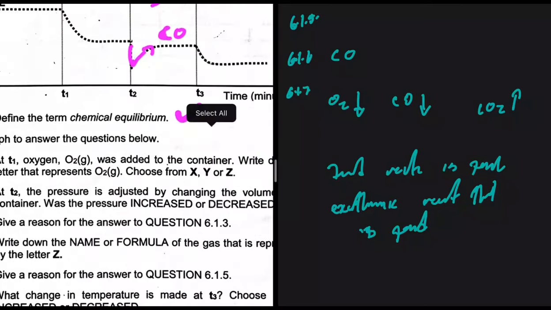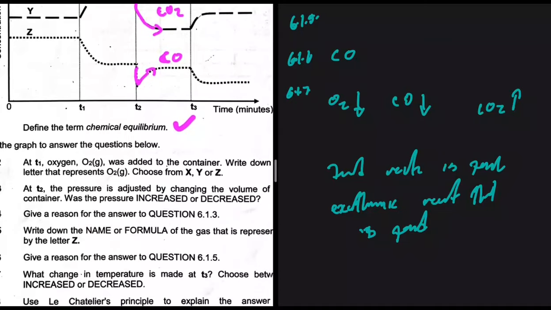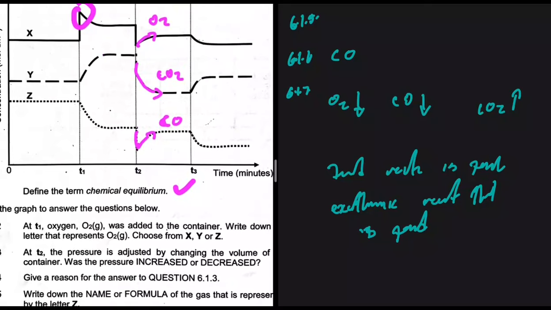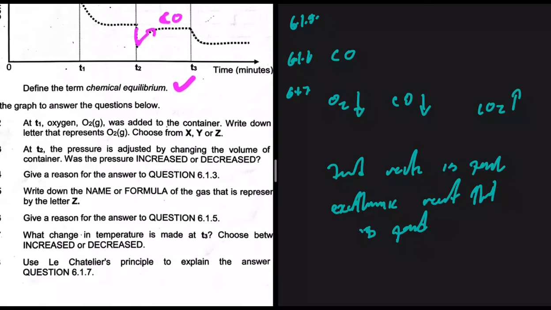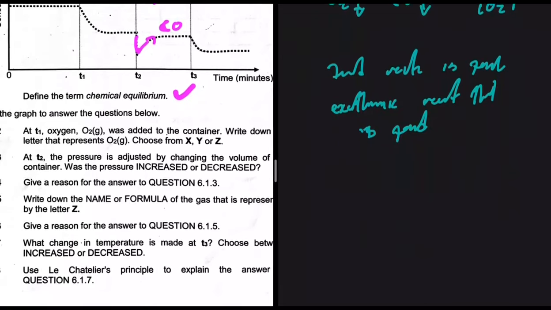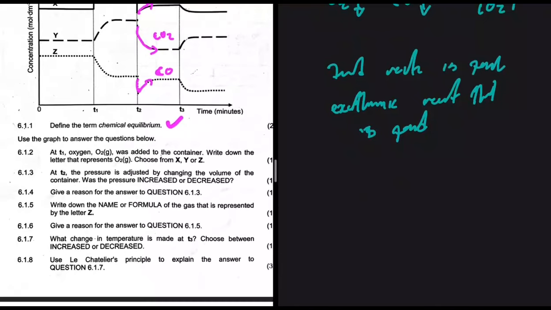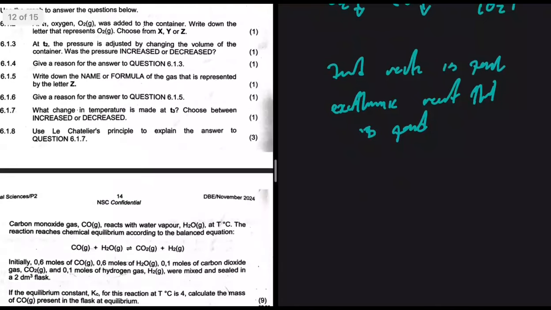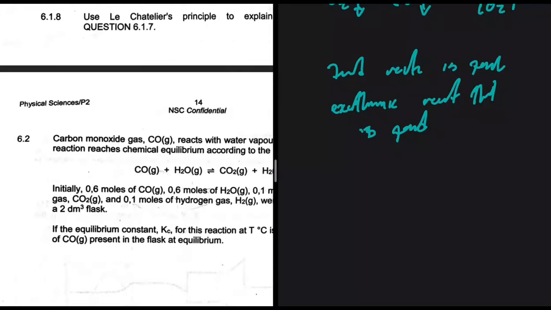So what change was made to the temperature at T3? If exothermic is favored, temperature was decreased, and if temperature is decreased, exothermic must be favored so that the temperature increases, because exothermic releases energy. That is 6.1.7, and we have answered 6.1.8. Use Le Chatelier's principle to explain the answer to 6.1.7. And now the elephant in the room, 6.2.